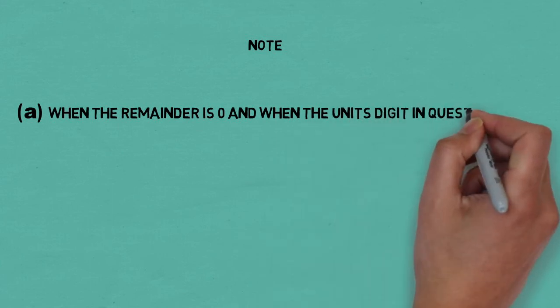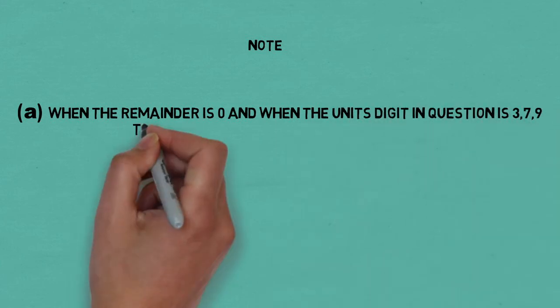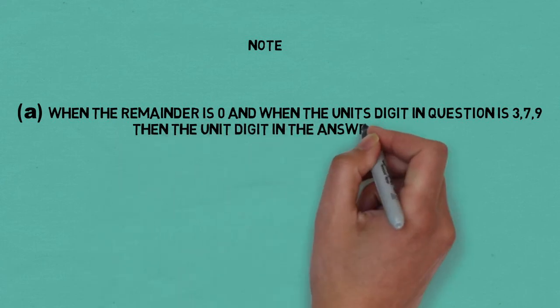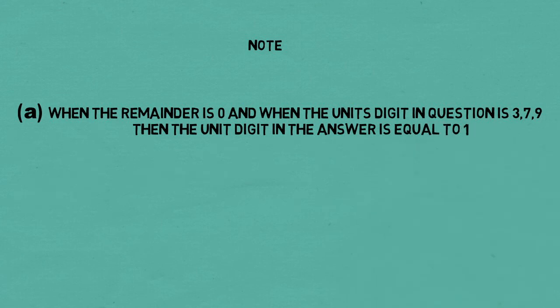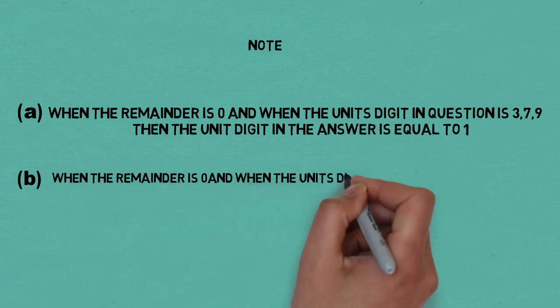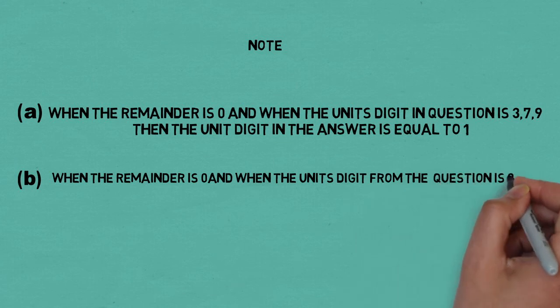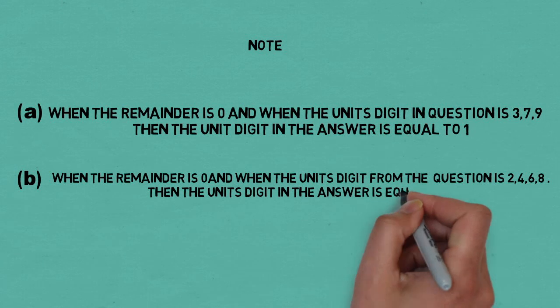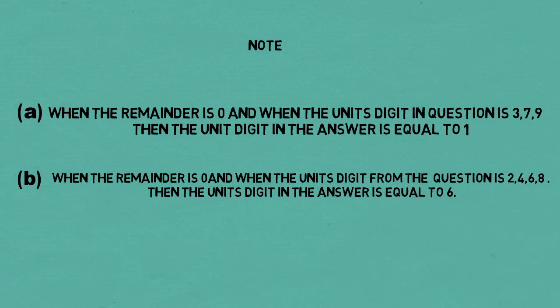For example, 3 raised to 100, 7 raised to 104, 29 raised to 108. Then whatever it is, the units digit in the answer is equal to 1. B: when the remainder is 0 and the units digit in the question is 2, 4, 6, 8, for example, 22 raised to 100, 24 raised to 104, 26 raised to 108, 28 raised to 112, then the units digit in the answer will be equal to 6.